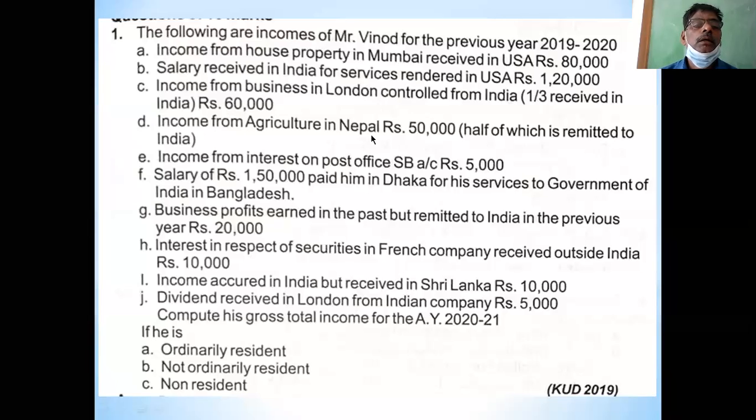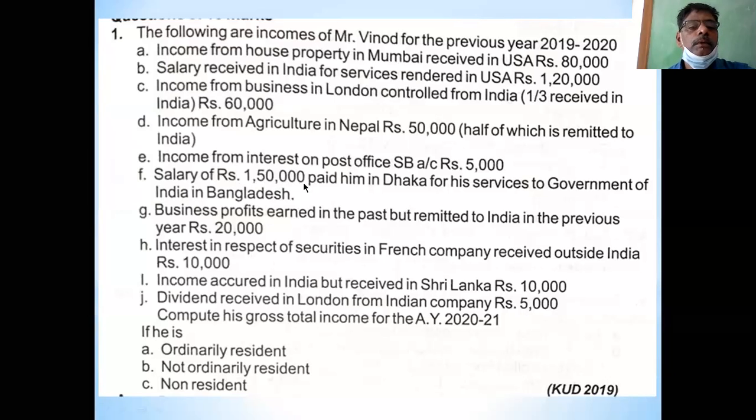Income from agriculture in Nepal is taxable to only resident. Earned in Nepal, received in Nepal, it is not received and earned in India. Half of which is remitted to India. Remitted is not considered. Income from interest on POSB account: 3,500 is exempt and 1,500 is taxable to all.